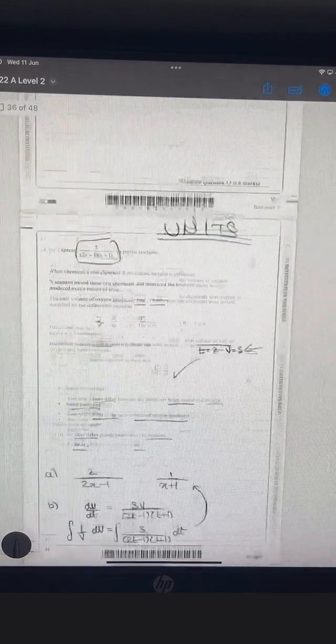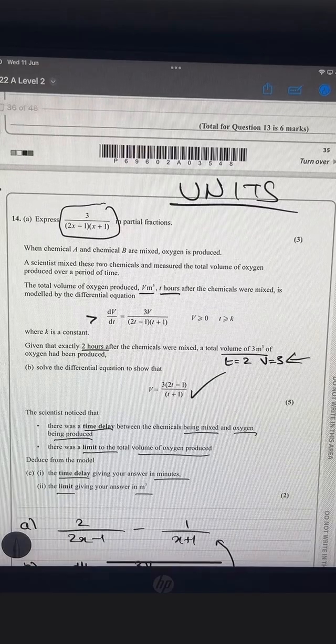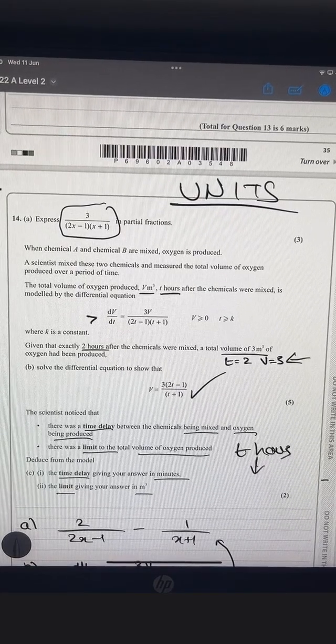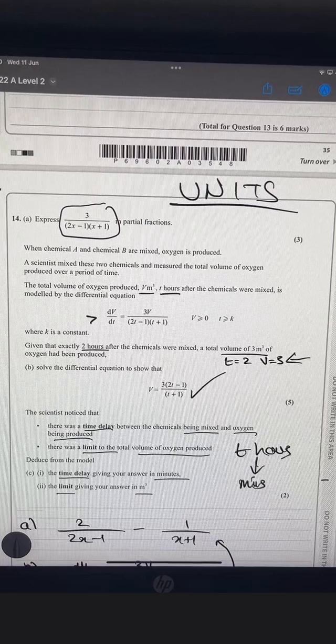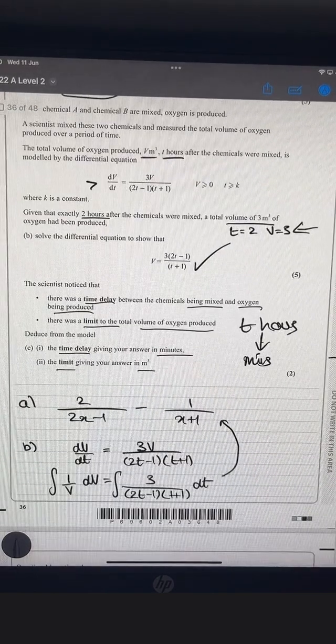Look, time is given in hours. So T is in hours. So I need to convert into minutes. It's very, very important you convert your units because that is a mark in itself that you don't want to lose, because they won't give you the mark unless you get the exact units they want.